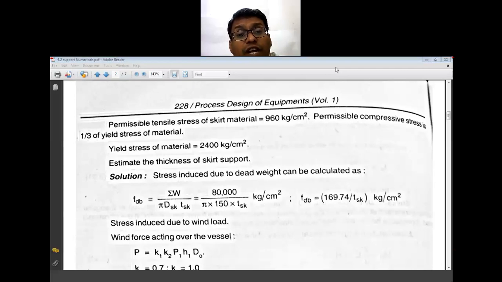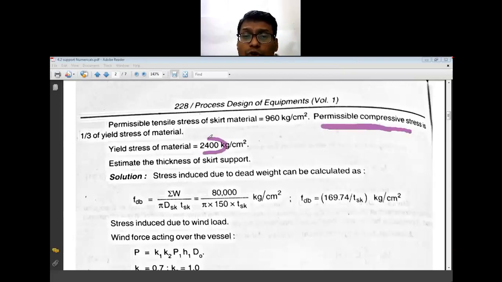Then the wind pressure acting over the vessel is 100 kg per meter square. As we have assumed that this vessel is below 20 meters high, we are taking the P1, that is the load. So wind pressure that is acting over the vessel is 100 kgs per meter square. And the factor K1, which depends on the shape, is 0.7 for a cylindrical vessel. C is the seismic coefficient, which has the higher value of 0.08.